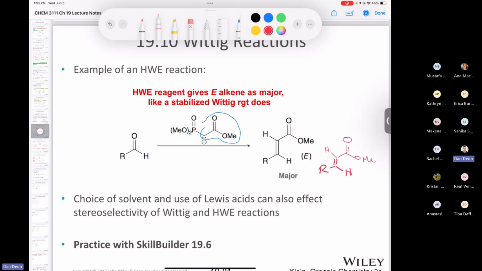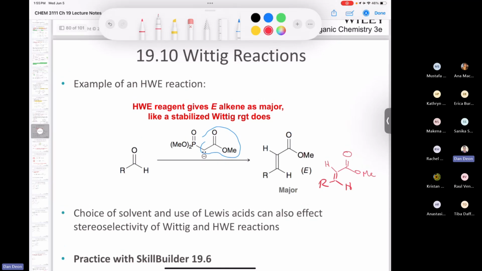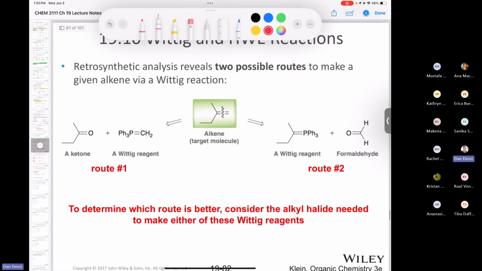There's the Horner-Wadsworth-Emmons modification. And if you're wondering, can we affect the stereoselectivity? Because you guys know that E and Z and cis and trans are diastereomers, so they're types of stereoisomers. If you're wondering, can I affect the stereoselectivity of the reaction to give me more E than Z or more Z than E? The answer is yeah, but that's, again, pretty complicated. That requires the use of certain Lewis acids and things like that. So we don't cover that.